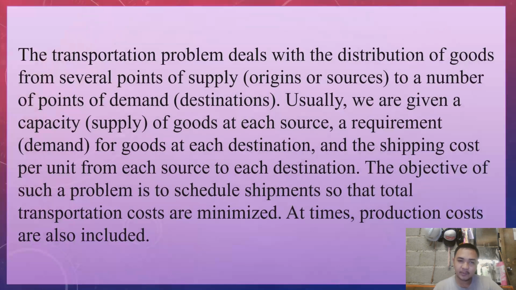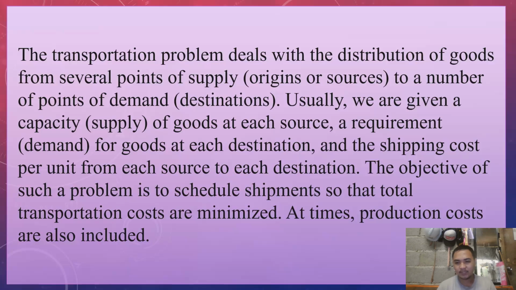The transportation problem deals with the distribution of goods from several points of supply to a number of points of demand. Usually, we are given a capacity or the supply of goods at each source, a requirement, which is the demand for goods at each destination, and the shipping cost per unit from each source to each destination. The object of such a problem is to schedule shipments so that total transportation costs are minimized. At times, production costs are also included.